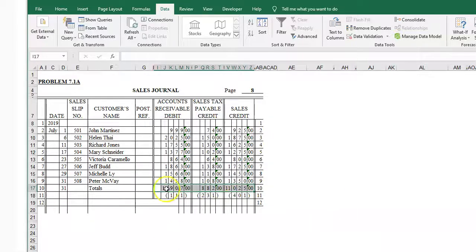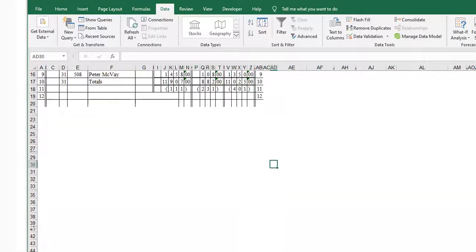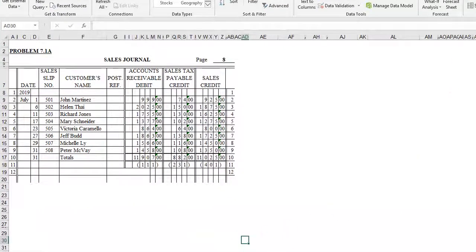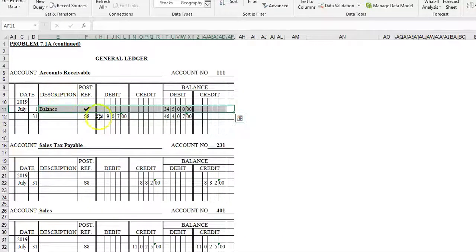We're going to post the $11,907. I'm going to go to the next page. I believe it's down. Sorry. I'm going to go post the $11,907 right here in the accounts receivable general ledger as a debit. The S8 is the sales journal, page 8. And it's the last day of the month of July because remember I said earlier in the previous lecture, you just want to post the summary at the end of the month into accounts receivable.